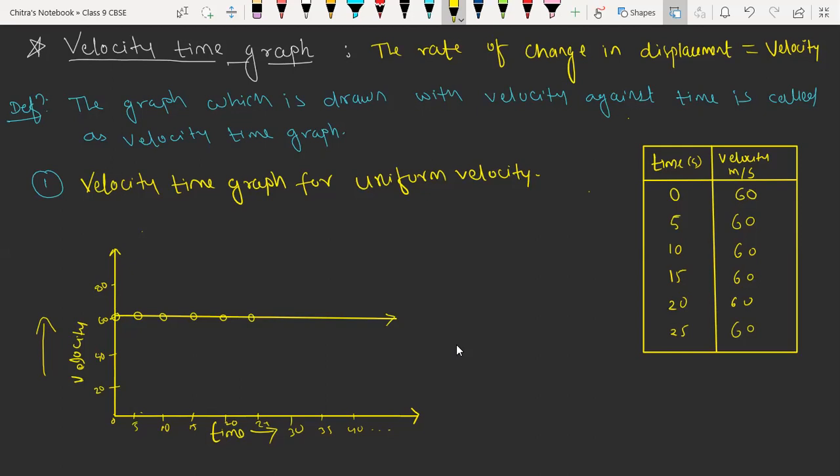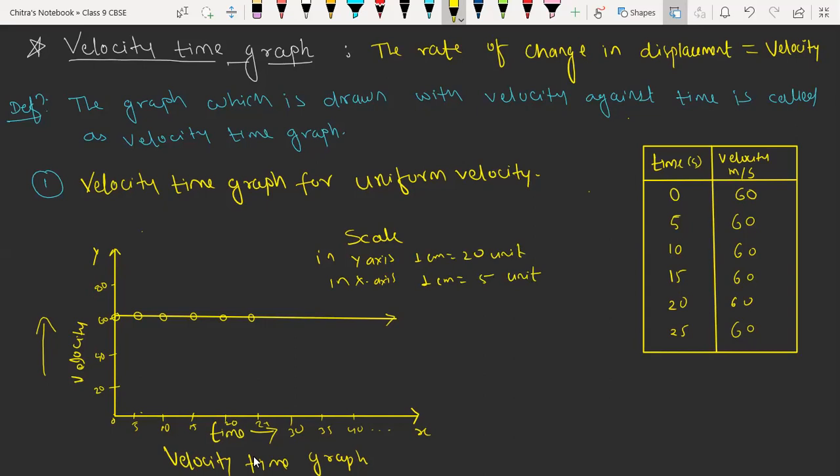Okay. Yes, sir. So now take a screenshot. Let me write here, it is the velocity time graph. We have to write the scale also. So I'm writing the scale here. This is the y-axis and this is the x-axis. In the y-axis, 1 centimeter equals 20 units, and in the x-axis, 1 centimeter equals 5 units. So this is the scale.